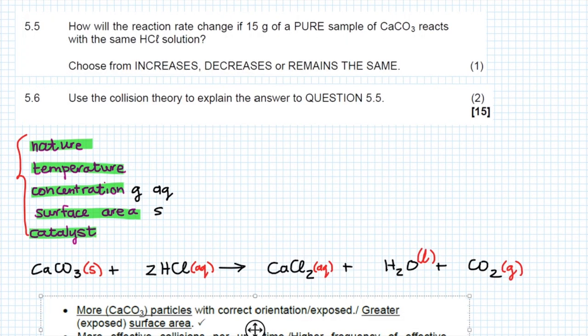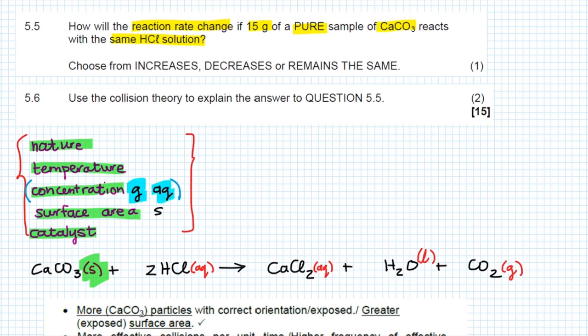Question 5.5 says, how will the reaction rate change if 15 grams of a pure sample of calcium carbonate reacts with the same hydrochloric acid solution? Choose from increases, decreases, or remains the same. So at the beginning of this video, I reminded you of the factors that influence rate of reaction. We were also given a balanced chemical equation where we saw that the calcium carbonate is in solid form. So when we are dealing with solids, we must refrain from using the term concentration, because concentration is reserved for gases and aqueous solutions.